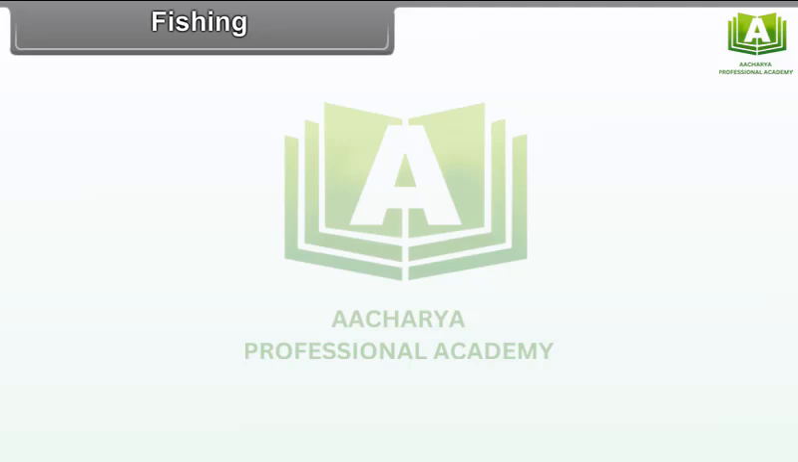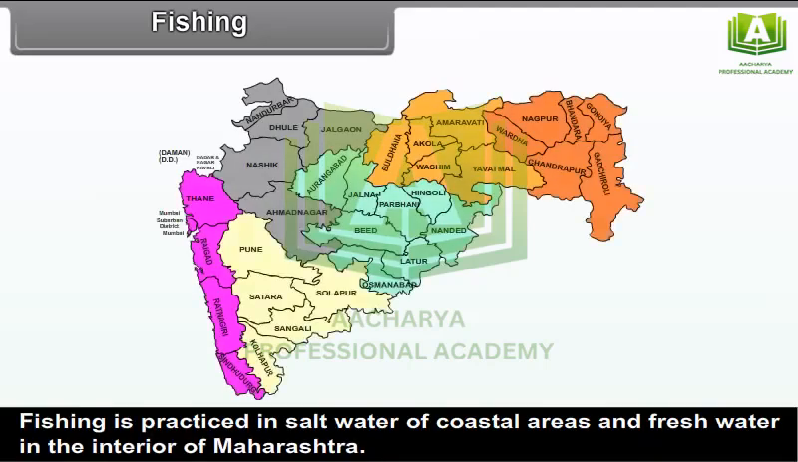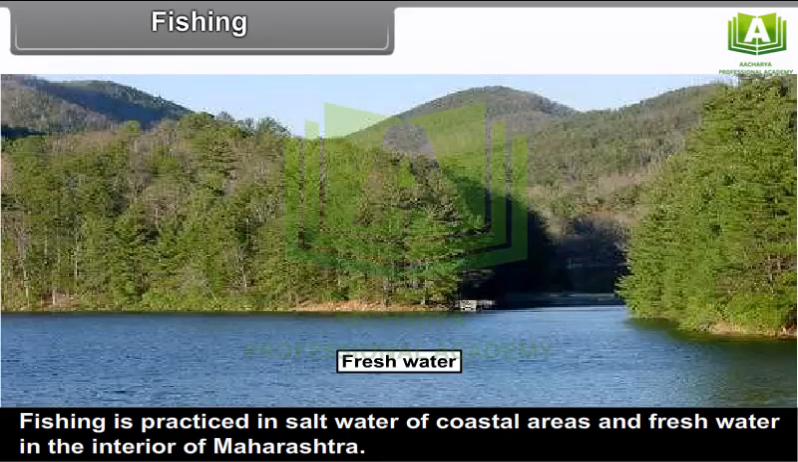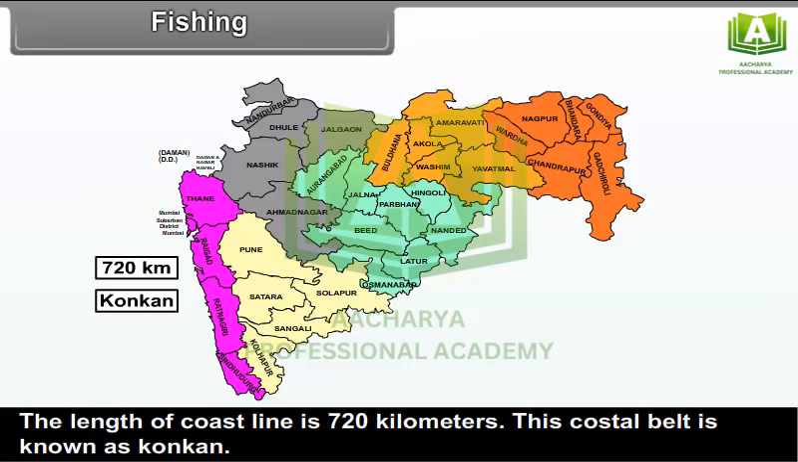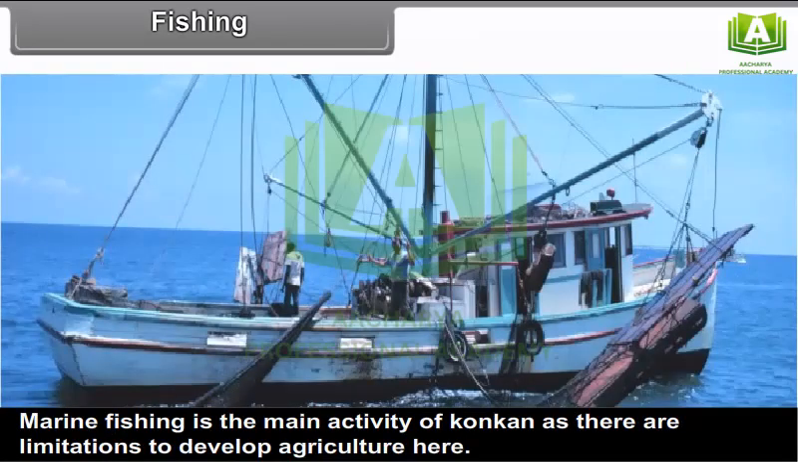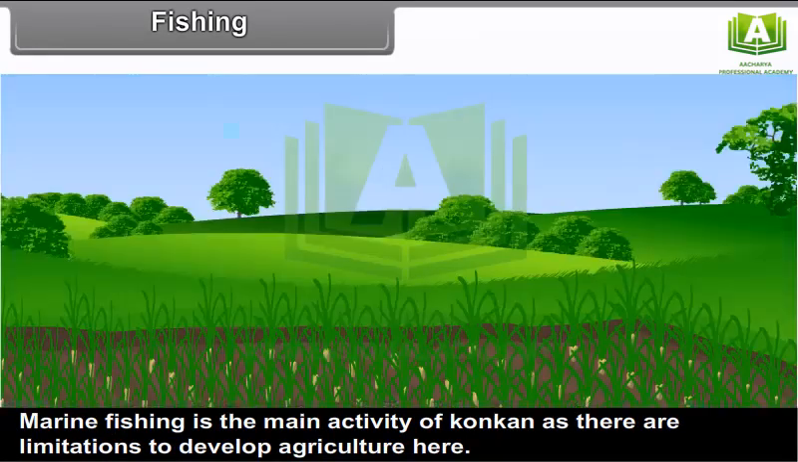Number 2. Fishing. Fishing is practiced in salt water of the coastal areas and fresh water in the interior of Maharashtra. The length of coastline is 720 kilometers. This coastal belt is known as Konkan. Marine fishing is the main activity of Konkan as there are limitations to develop agriculture here.